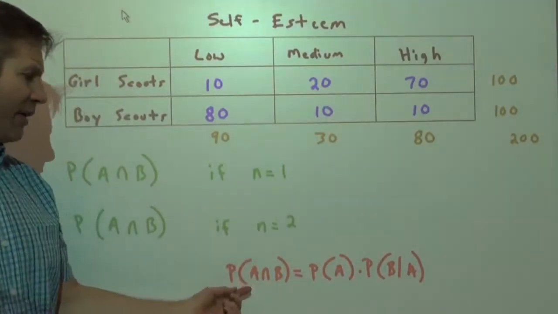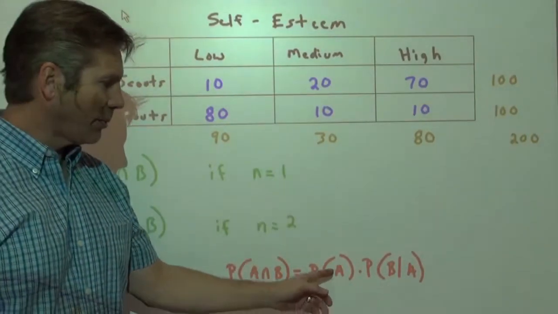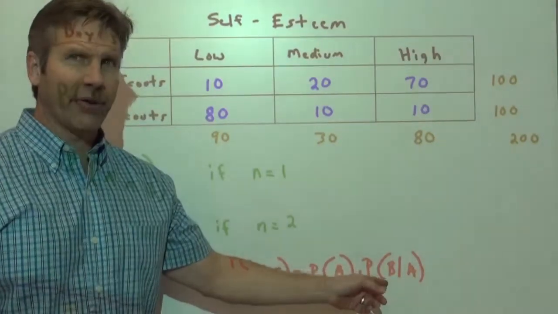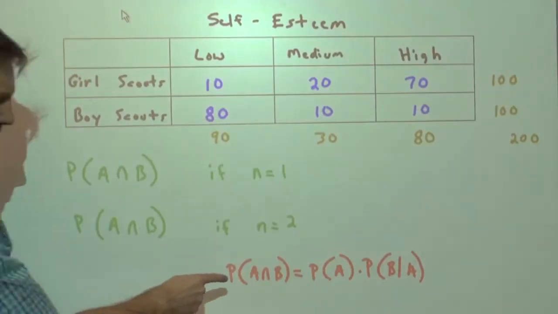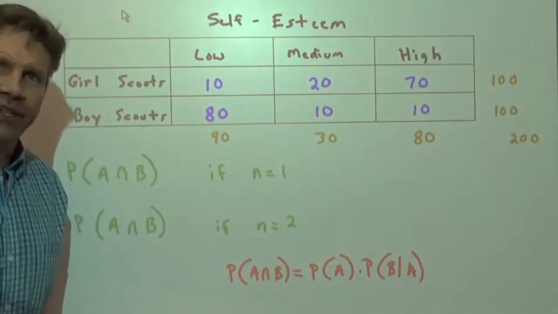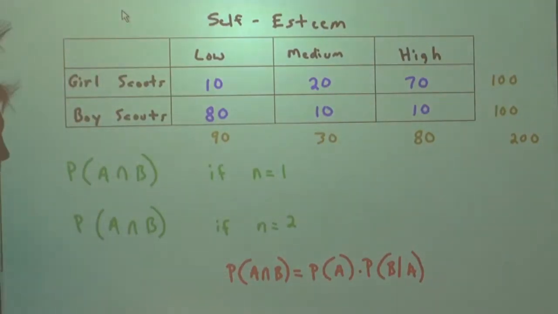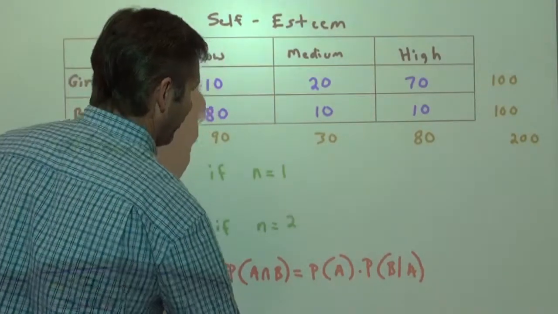It says the probability of A and B occurring is equal to the probability of A times the probability of B occurring given that A has occurred. And I think it's unfortunate that we use this intersection sign. We should really be putting the word "and" in there. And has two different meanings.